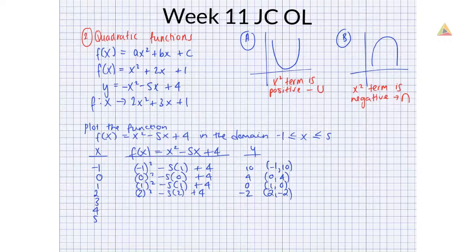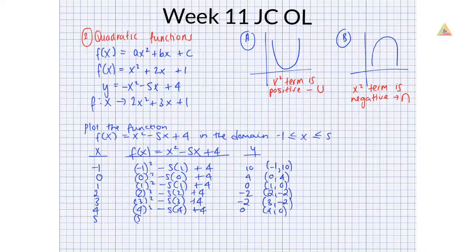Then we go on to 3. So 3 squared minus 5 by 3 plus 4. And that will give us a result of -2 as well. So you have the point 3, -2. Then we have 4 squared minus 5 by 4 plus 4. So again, I'm just plugging 4 into where x should be. That'll give us the result of 0. So the point is 4, 0.